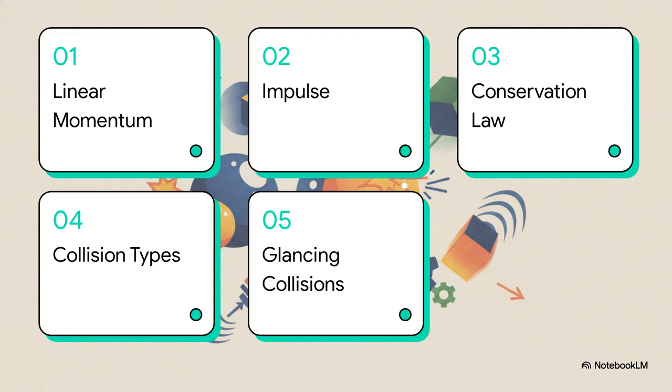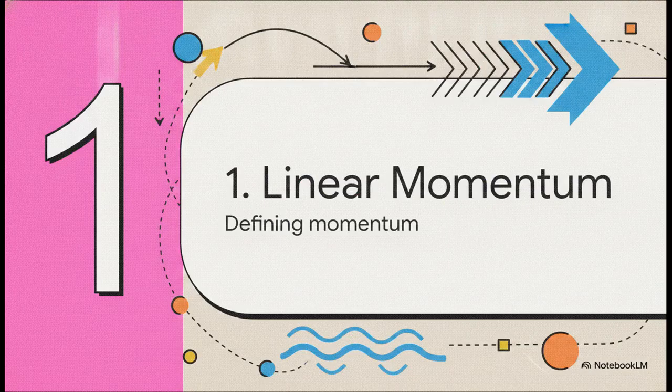We're going to start off with linear momentum, move right into impulse, cover the law of conservation, explore the different types of collisions, and then finish up with 2D glancing collisions. Let's dive right in. Section 1. What is linear momentum? The protagonist of our physics story.